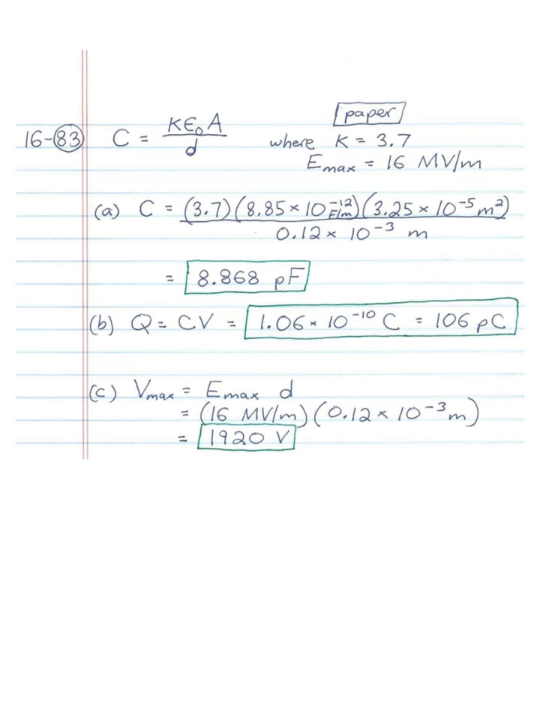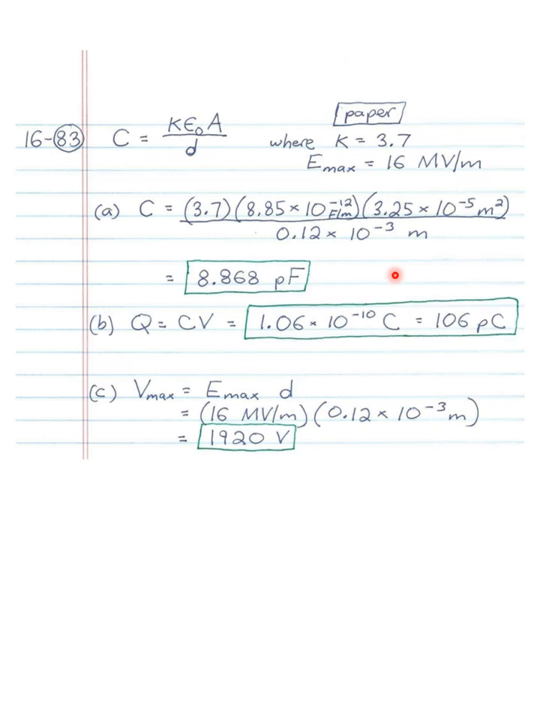We're going to use the capacitance equation that involves dielectric constant kappa. It says paper, we look up in the table in the book, kappa is 3.7. It'll be relevant to part C that the maximum electric field that can be sustained through the material is 16 megavolts per meter. So in part A, we use the capacitance equation. You can see I've plugged in all those values, and we get 8.868 times 10 to the negative 12. I'll say 8.868 picofarads.